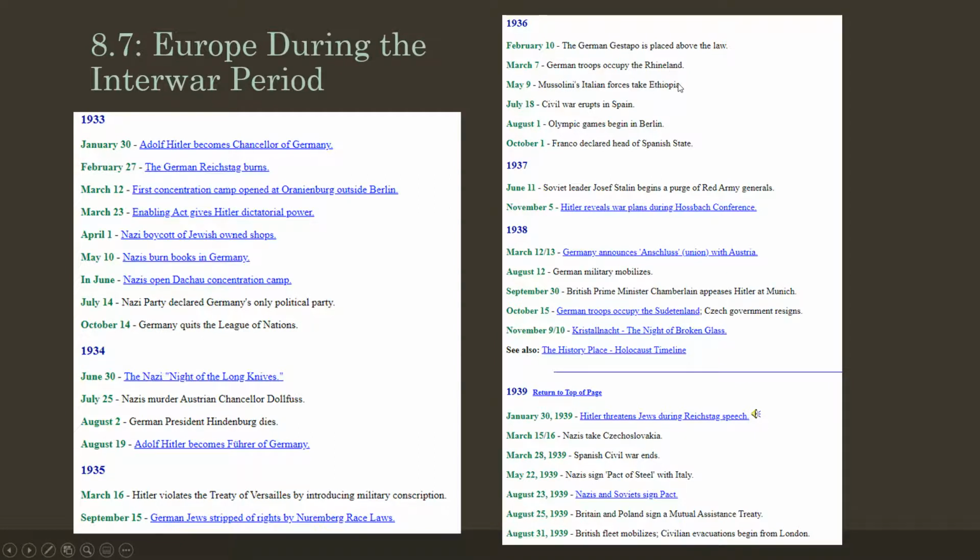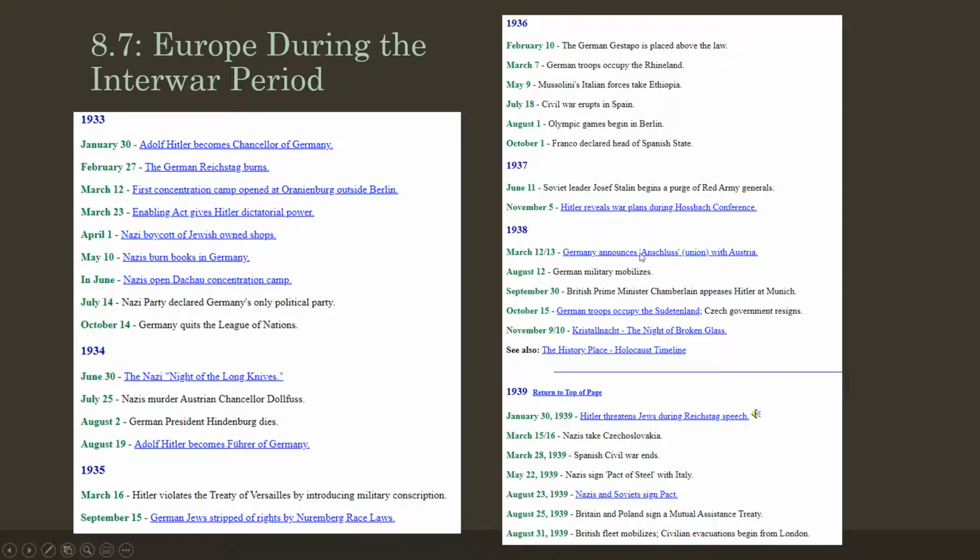So that happens. Two months later, Mussolini's forces take Ethiopia. Civil war erupts in Spain. These are the big three in 1936. Looking back, this is when we really can see the beginnings of what will become World War II, as these fascist leaders are testing the Allies to see what they can get away with throughout 1936, 37, 38, and 39. And so that's what we're seeing up here.